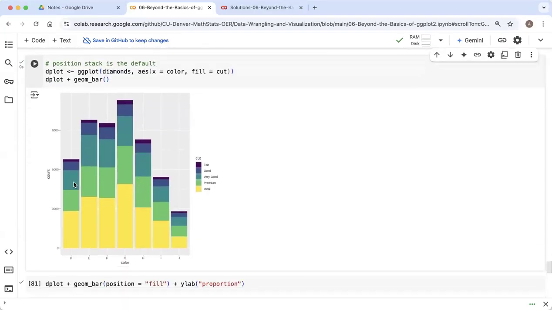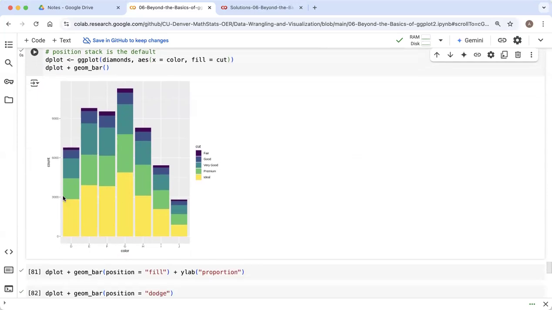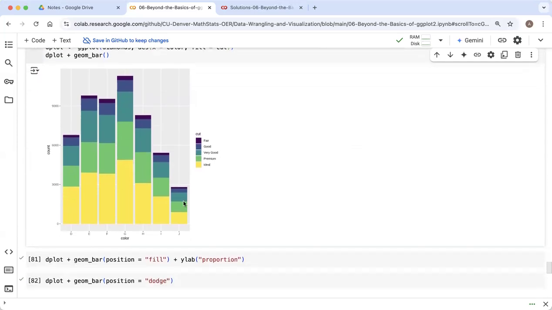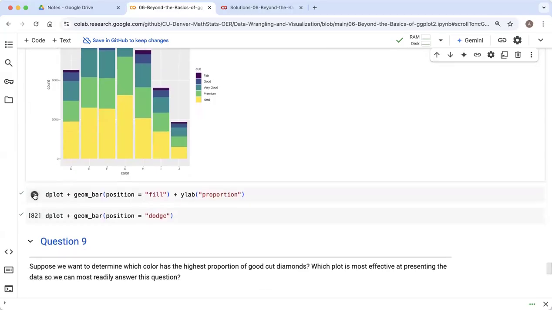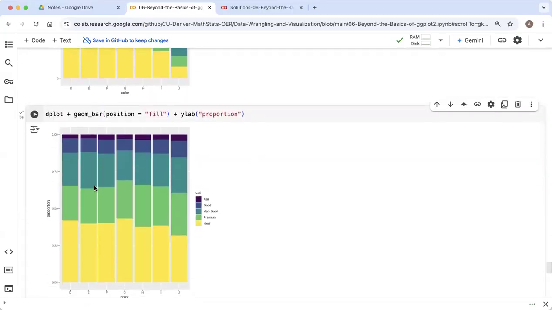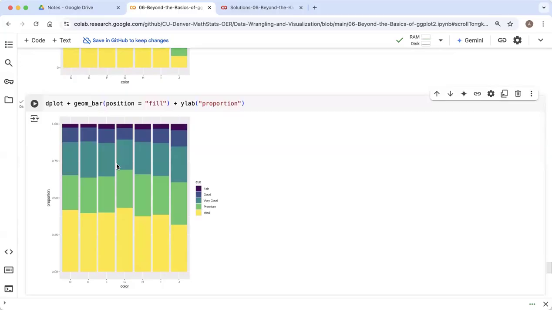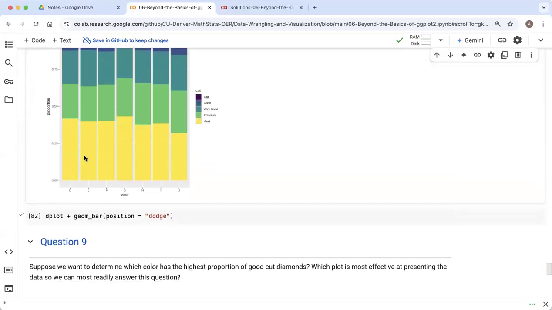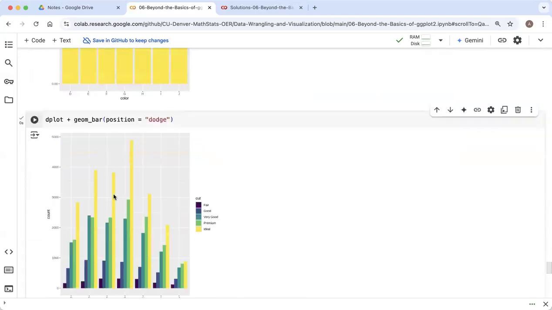There we go. So this is a stacked bar plot. We've got counts on the vertical axis. I have 7 bars, one for each of the 7 colors. And then each of these bars has 5 colors stacked on top of it, one for each of the cuts. And here's what we get when we use the fill position. Now these are all put on the same relative terms, so we're looking at relative frequencies. And here's the Dodge position.